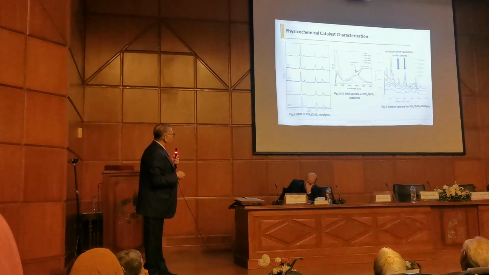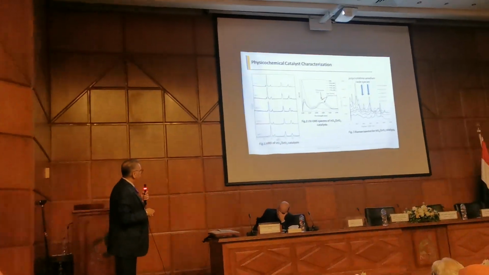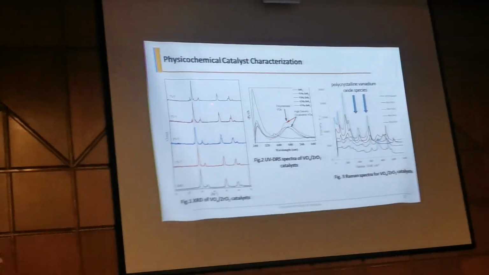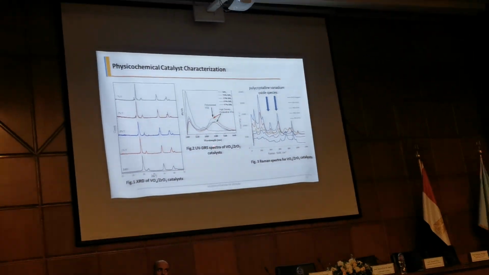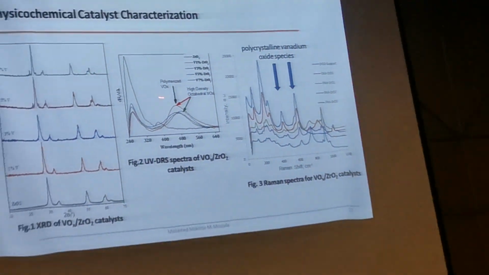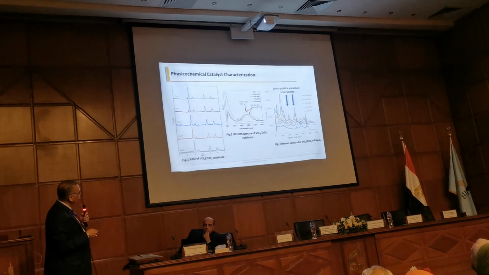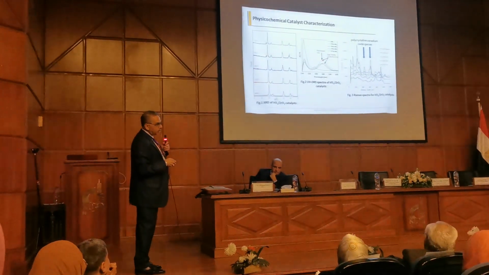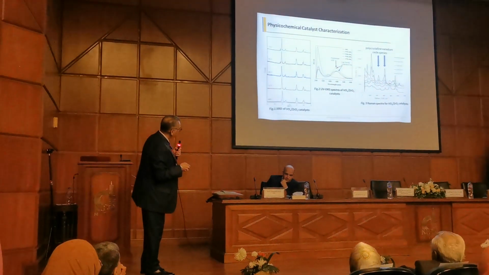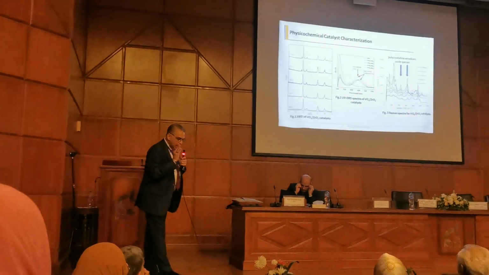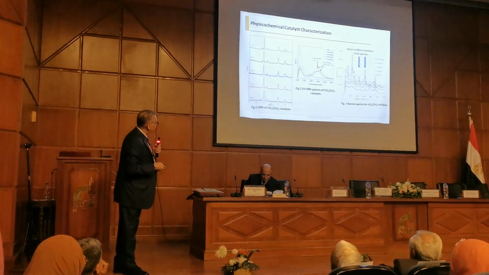Here is a characterization. As you see from the XRD measurements, there is no change in the phase of the zirconia. There are no impurities of vanadium because the maximum amount is 7% of vanadium. But in the diffuse reflectance spectroscopy, you will find these peaks related to the polymerized VOx, confirmed by the Raman spectra itself. In XRD, we couldn't see much; in the Raman and diffuse reflectance, we could see something about the vanadium itself.